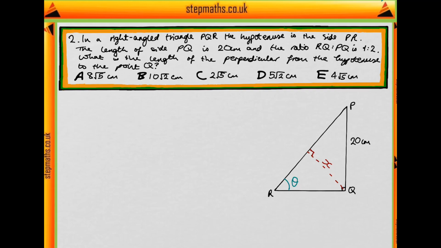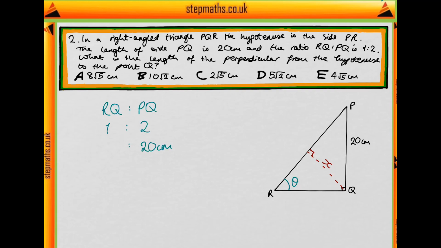So what we're going to do for this question is consider this angle theta and try to get two expressions in terms of theta and x, which we can then solve simultaneously to find x. So the first thing to do is to find the length of RQ and PR. So why don't you have a go at doing that now?